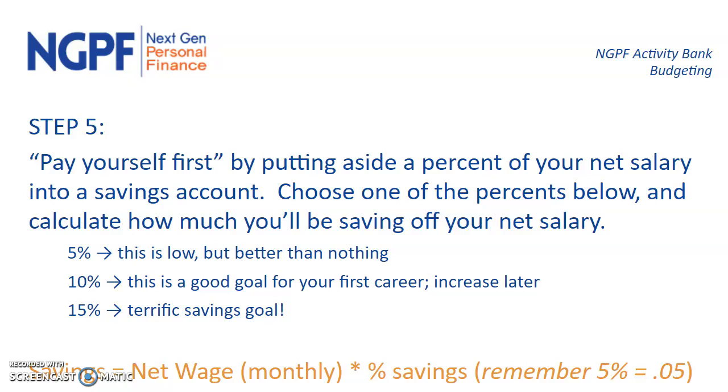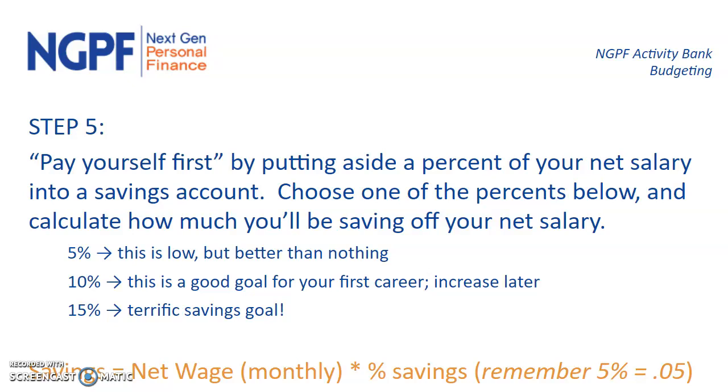If you do 5%, it's low, obviously, but it's better than nothing. 10%, this is a good goal for your first career, right? When you take your first career out of college, you're probably going to be getting your own first apartment. You're going to be paying your student loans, etc. So you're going to have a lot of bills and probably not a lot of savings. So anything is better than nothing, but again, 10% is a good goal. 15, terrific savings goal. Maybe you got your college paid for, and that's a goal for you.